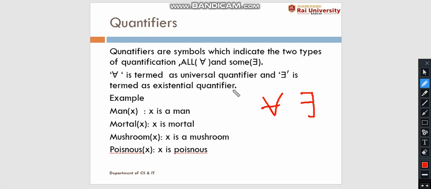Now let's see how we use this quantifier. In my next slide, or in my next session, I am going to discuss the quantifiers with an example.